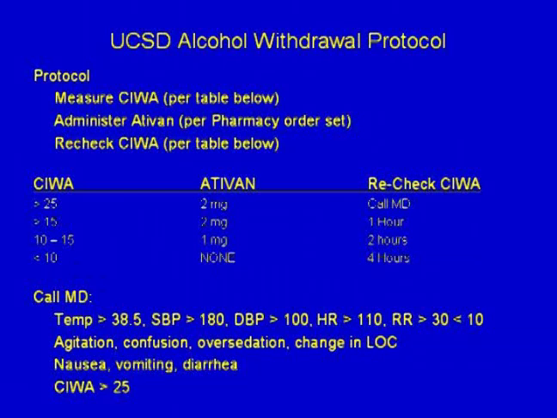Okay? Some various call MD orders. So if they're febrile, if they're hypertensive, if they've got those autonomic hyperactivity things that may not be responsive to the Ativan or may require the addition of an alpha adrenergic agent, or agitation, confusion, things that may require Haldol, and then of course a CIWA greater than 25 would imply that you probably need to go above and beyond what this protocol is. This is for early patients, to prevent it from becoming late.